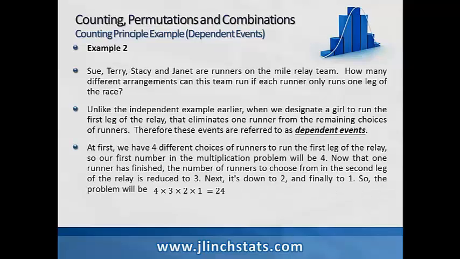So at first we have 4 different choices of runners to run the first leg of the relay. So our first number in the multiplication problem will be 4. Now that one runner has finished, the number of runners to choose from in the second leg of the relay is reduced to 3. Next, it's down to 2. And finally, it'll be down to the last runner that has not been assigned. So the problem will be 4 times 3 times 2 times 1, or 24. There are 24 possible ways we can arrange these runners to run this mile relay. Once again, we took a look at this example as being an example with dependent events, and so it did change the way we multiplied.